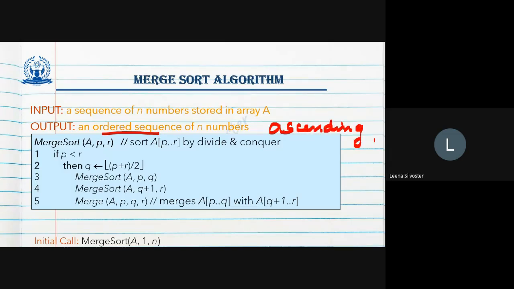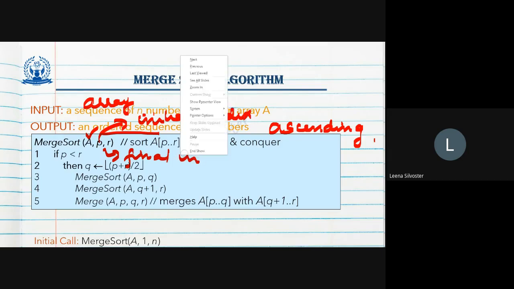Okay. So merge A, P, R. This A specifies the array. A is the array, P is the initial index and R is the final index.